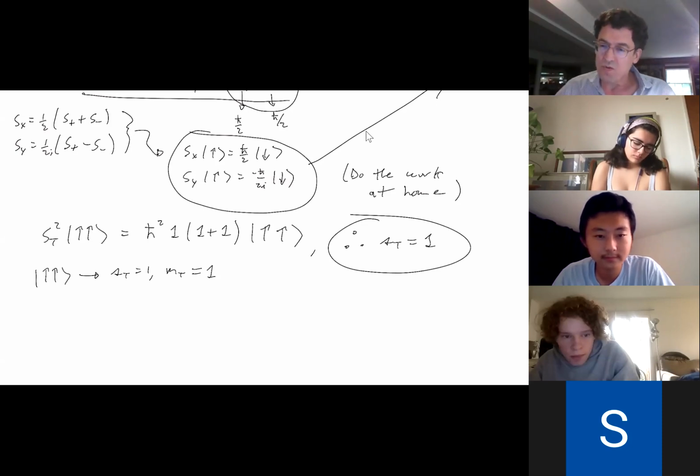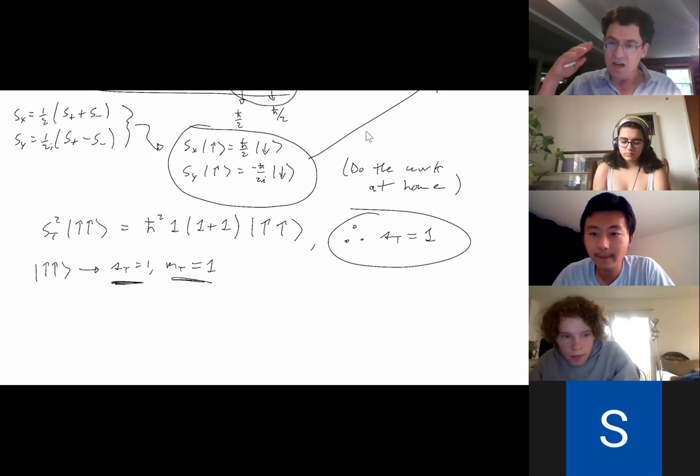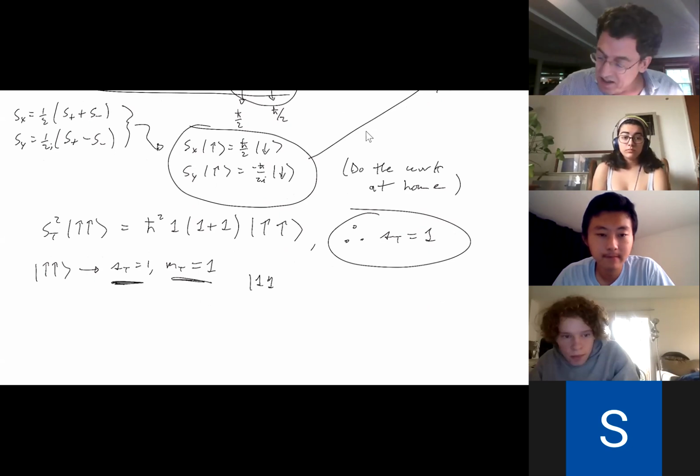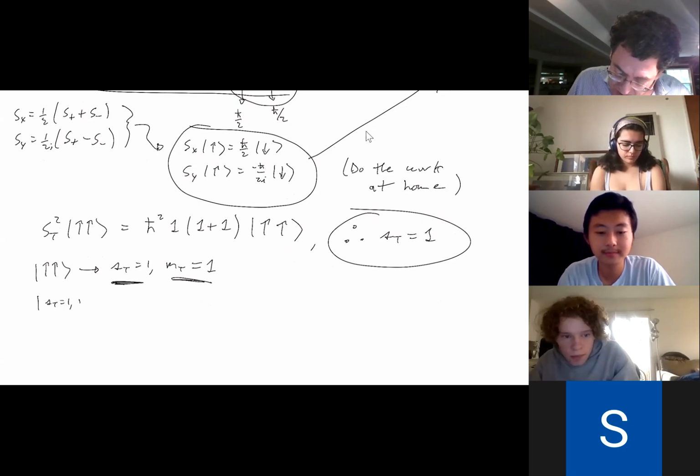This is always the case when you're adding angular momentum. You always go to the top, and you always find that the top one is an eigenstate both of S total Z and S total squared. So now we want to get the next eigenstate. What we have gotten now is the state S total equals 1, M total equals 1, which is equal to up.